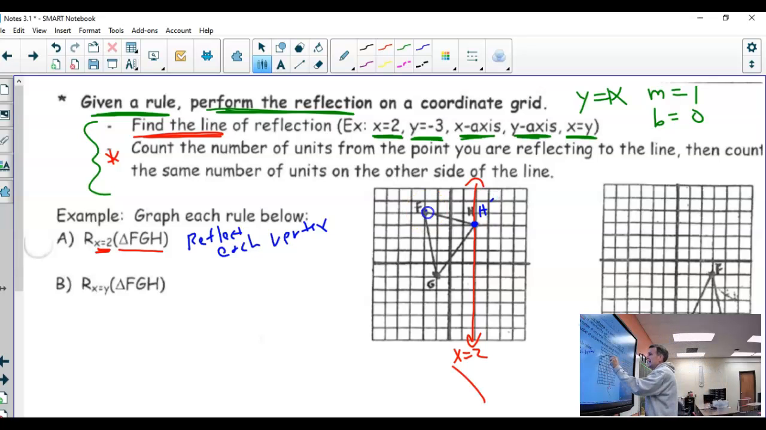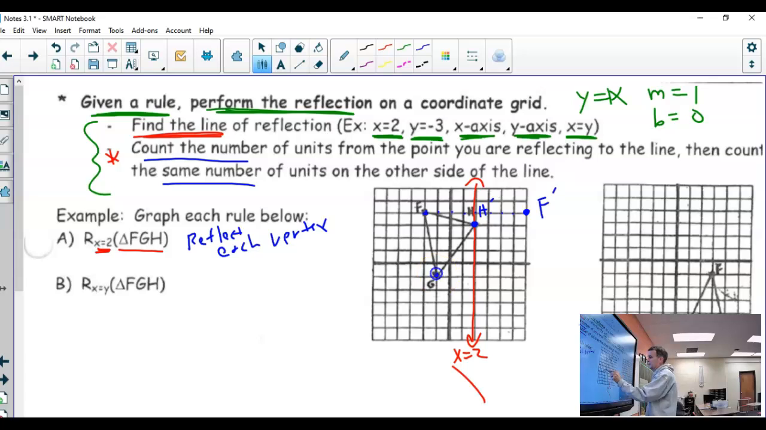And then maybe I go to F and I count how many spots to the line. 1, 2, 3, 4. And so I count the same number to the other side. 1, 2, 3, 4. And there's where F prime would be. It's exactly the same distance on the other side of the line.